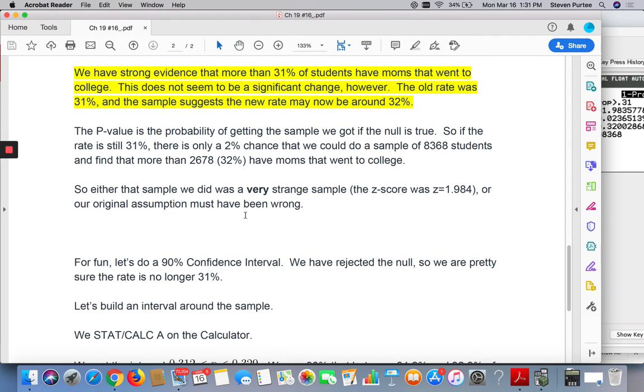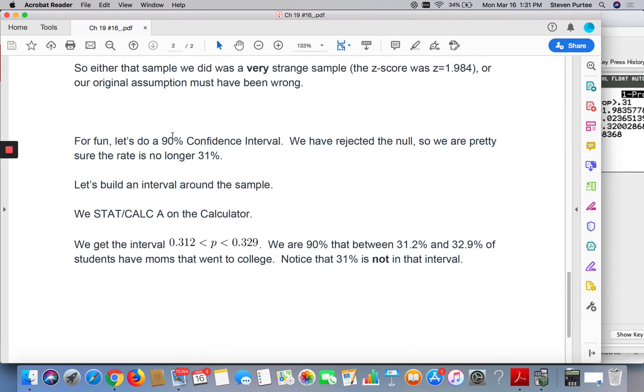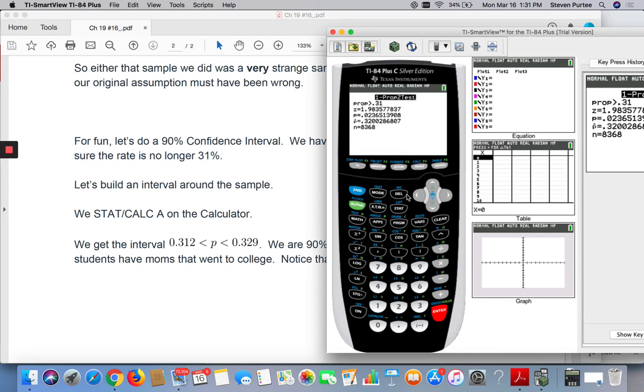So now, just for fun, we think the new rate is around 32%. Let's narrow that down a bit. Let's do a 90% confidence interval. We've already rejected the null. We know the rate's not 31, or we're pretty sure the rate's no longer 31. Let's build a confidence interval around the sample. So we'll go stat, over to tests, and then go to A. One prop interval.